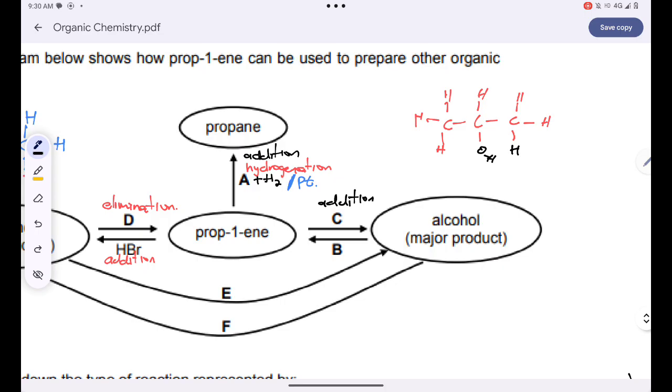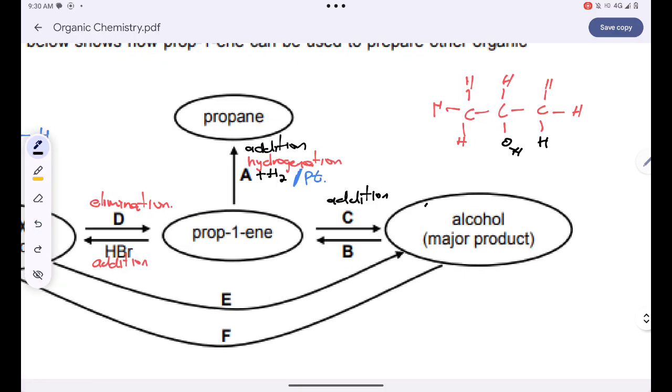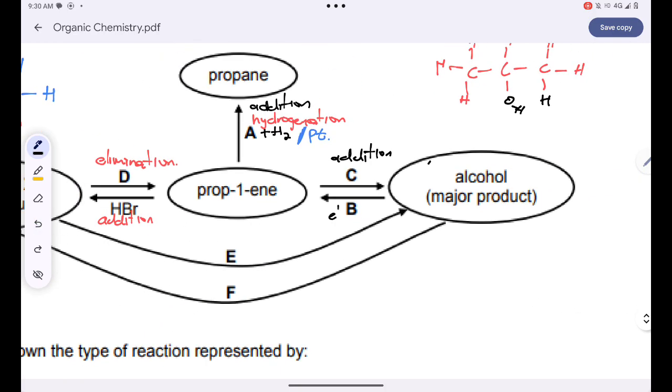Now whenever I want to move from the alcohol going back to propyne, that means I must just eliminate these two. So reaction B is just elimination.